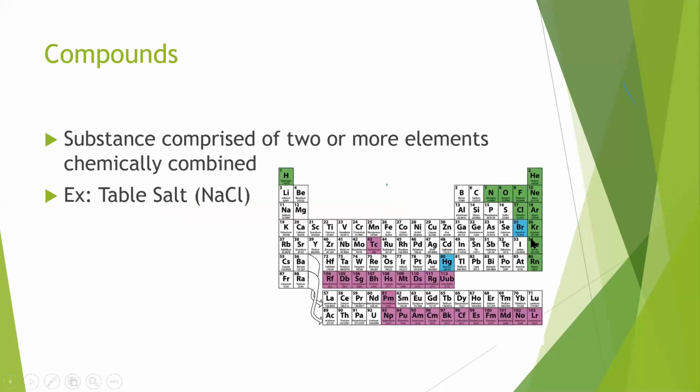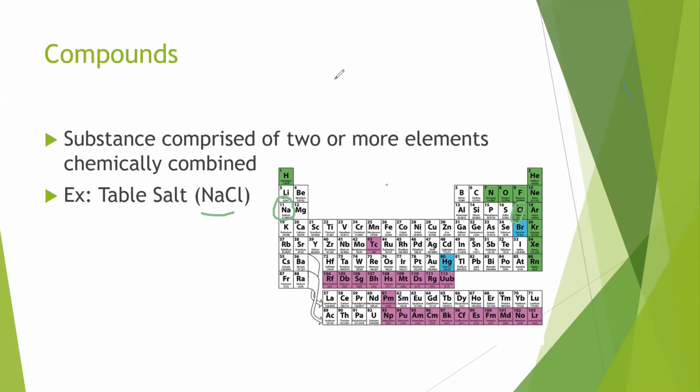A compound is a substance comprised of 2 or more elements chemically combined. A common example of that is table salt, which is NaCl. It's basically where sodium and chlorine chemically combine to form salt. So it's just two or more elements forming together.